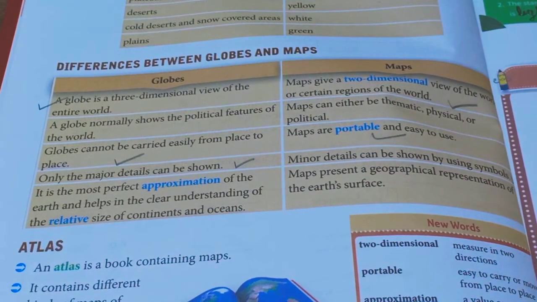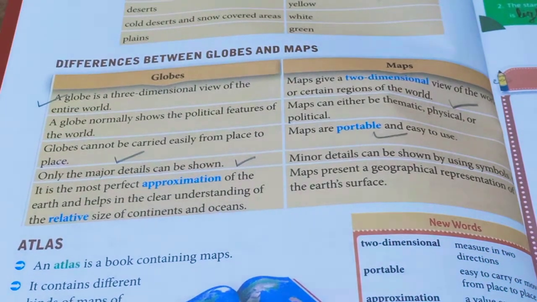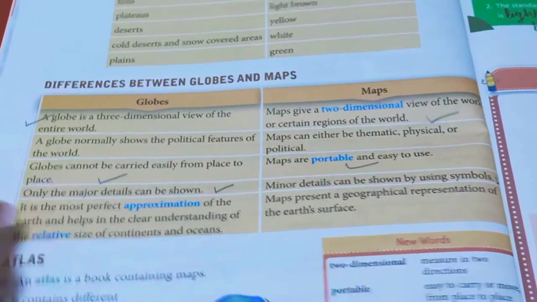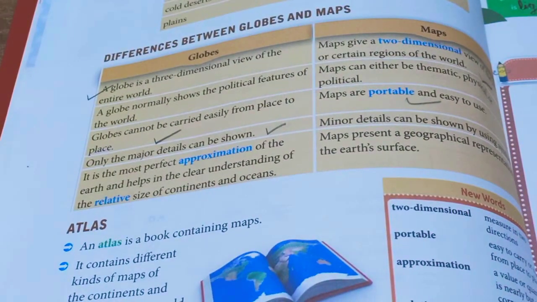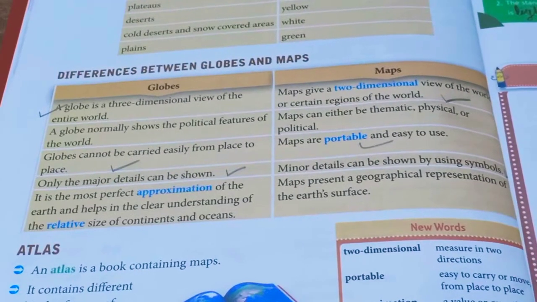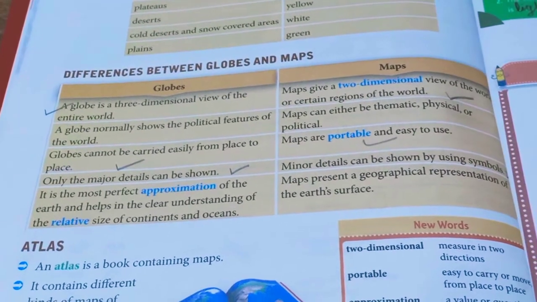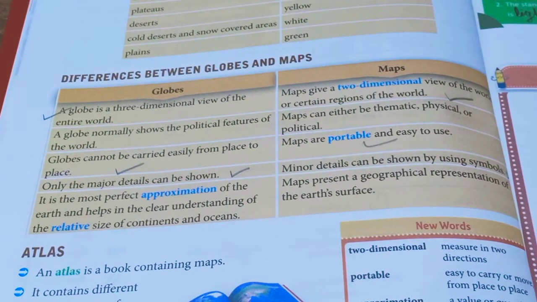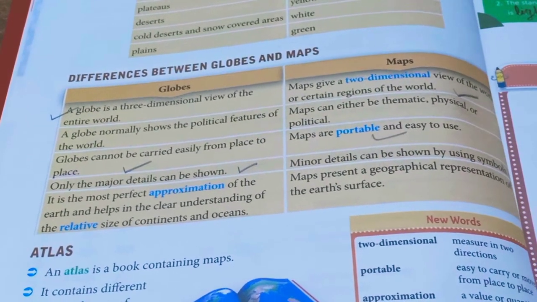A globe is a 3-dimensional view of the entire world. 3-dimensional means you can touch it. A map is a 2-dimensional view of the world or certain regions of the world. So maps can be of one place, one city, one village, one town, or a big country, or even the whole world. Next, a globe normally shows the political features of the world. And maps can be either thematic, physical, or political.